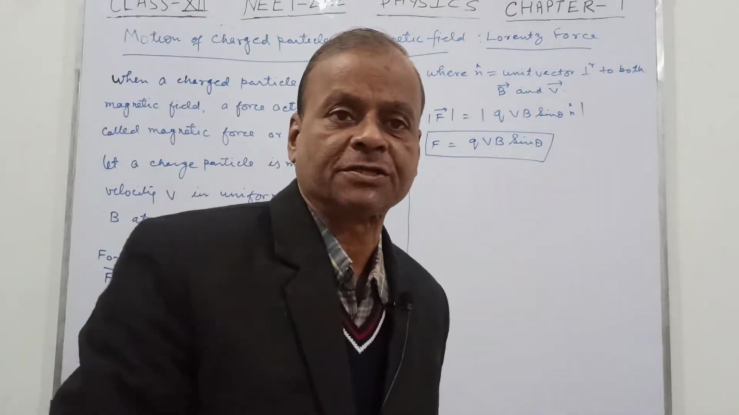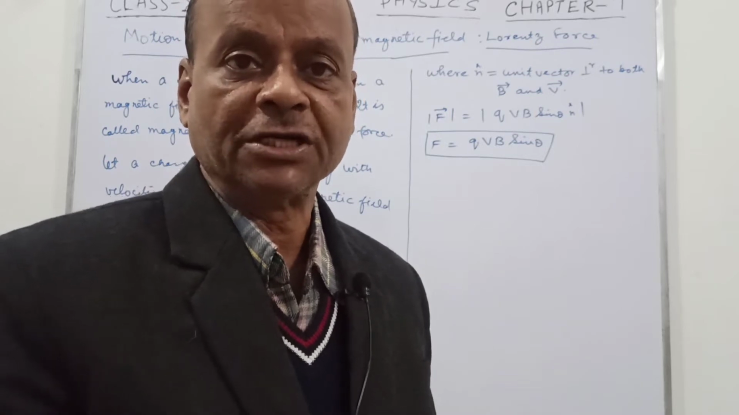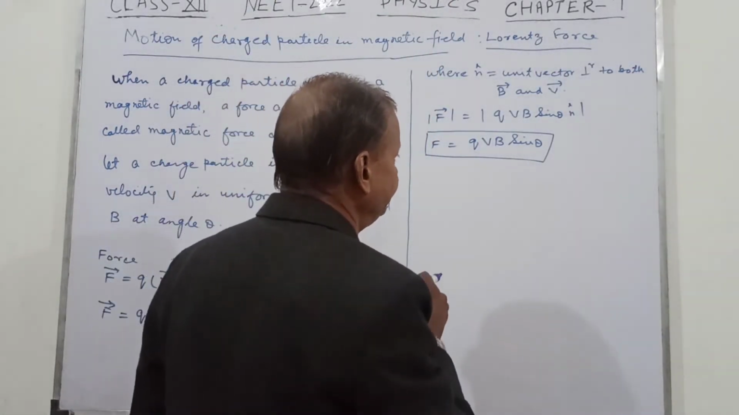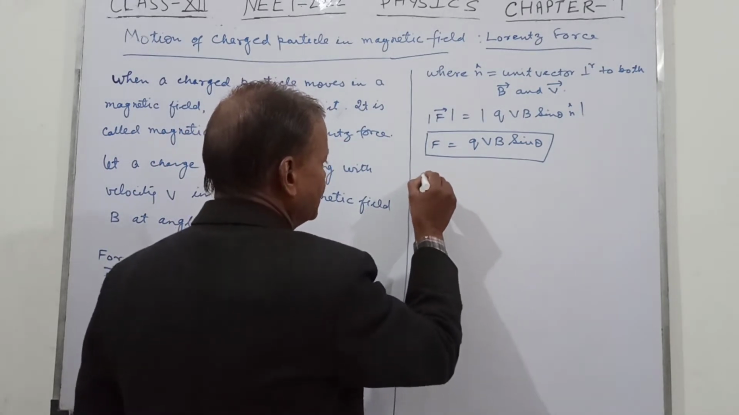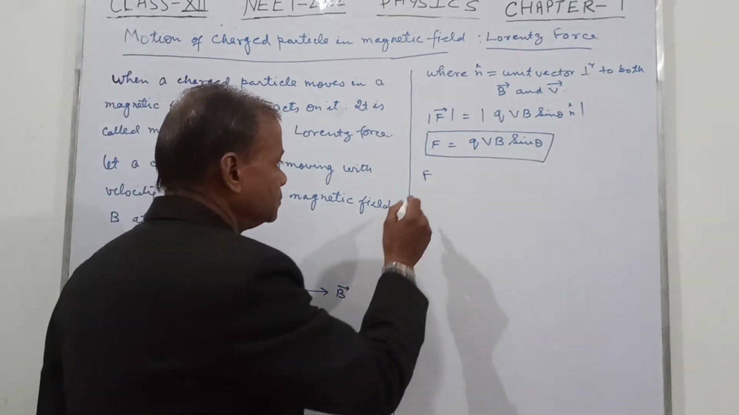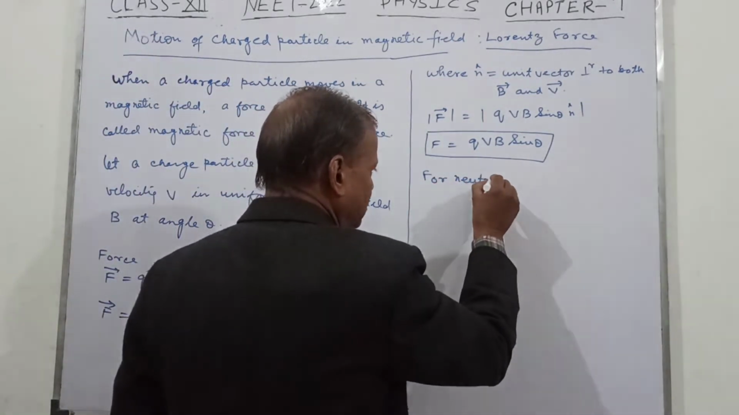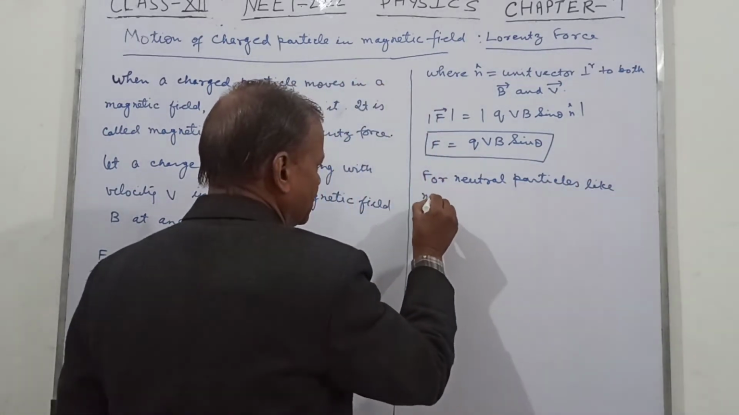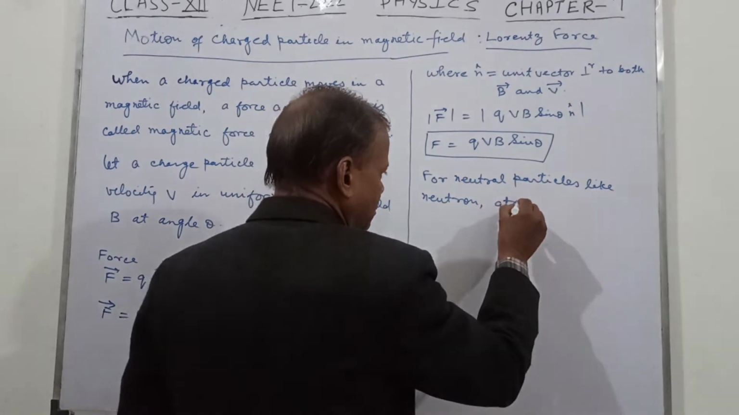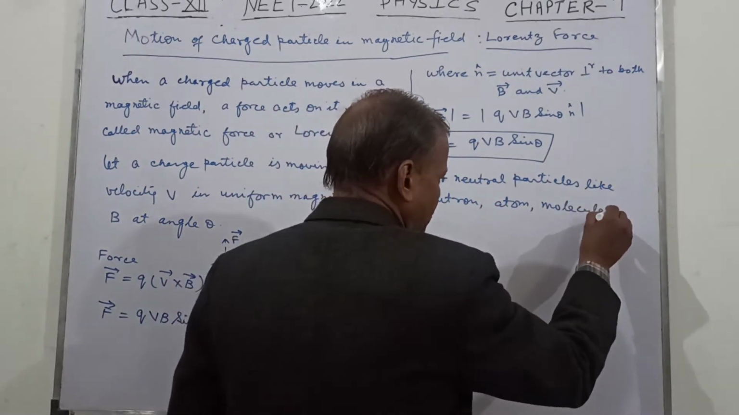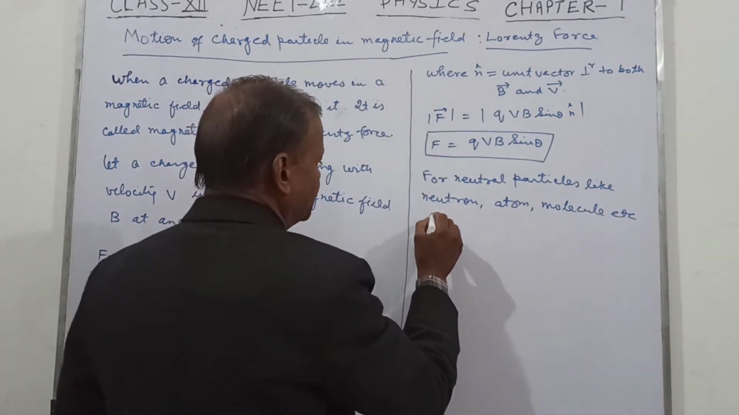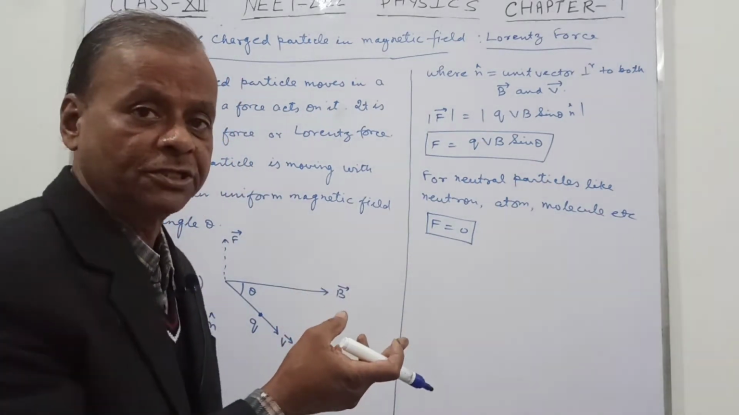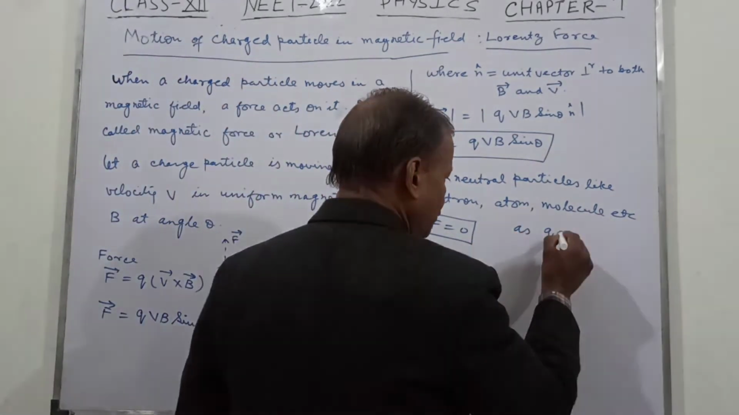From here you can see that this magnetic force depends upon the magnitude of the charge, the velocity, the magnetic field and the angle between them. You can also see that for neutral particles like neutron, atom, molecule, etc., F is equal to 0 because there is no charge on these particles, as q is equal to 0.